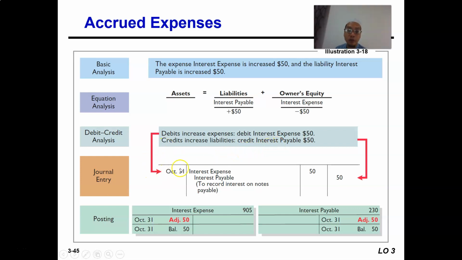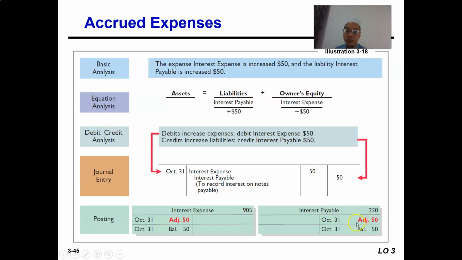The journal entry will be on October 31st. We debit interest expense by 50 and we credit interest payable by 50 as well. And after doing the journal entry for the adjustment, we post to the accounts. Firstly, we post to the interest expense account for $50 debit, which brings the balance of 50. And then we have the interest payable.